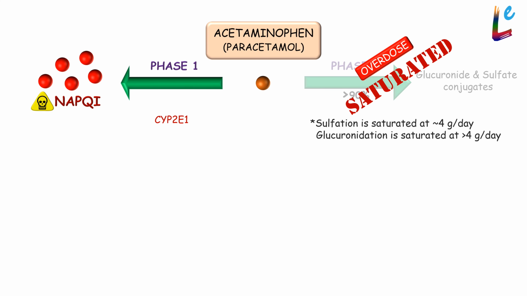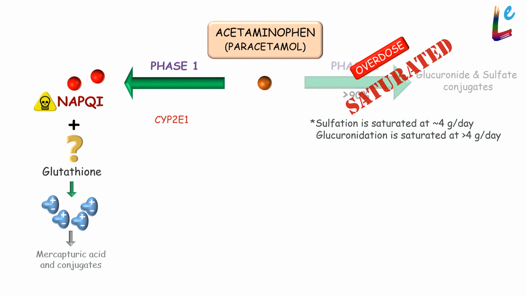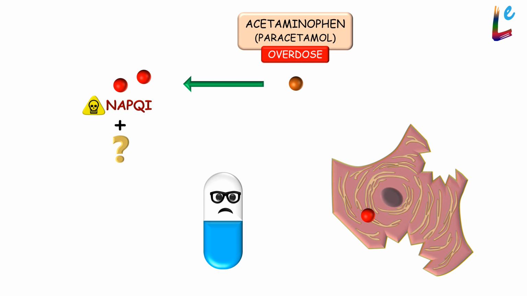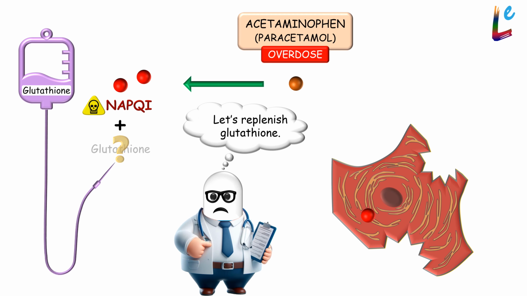Initially, this NAPQI can be neutralized by glutathione. But what would happen when the glutathione stores are eventually depleted? Then, there is no way for the body to prevent hepatocyte injury. Then what do we do? We have to replenish the glutathione stores before they are depleted.